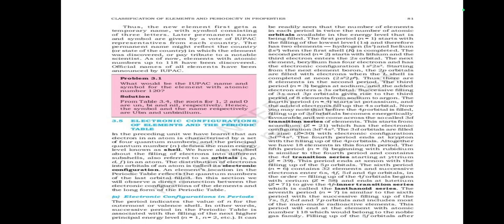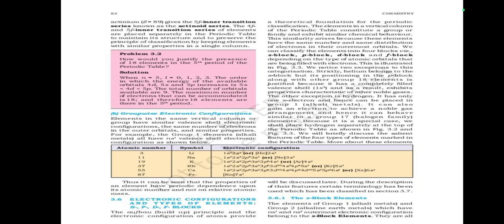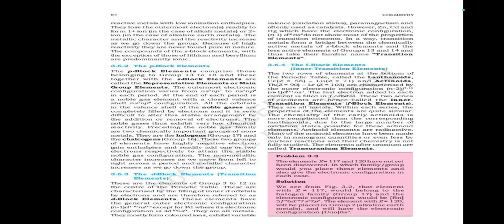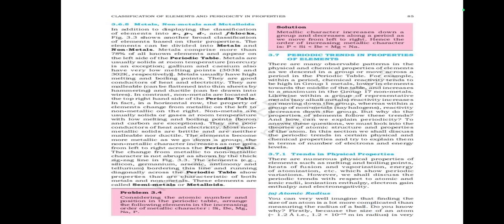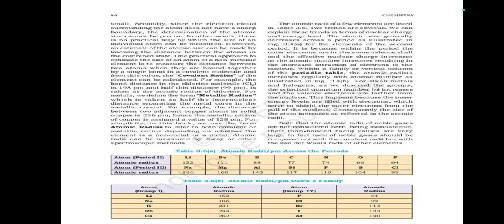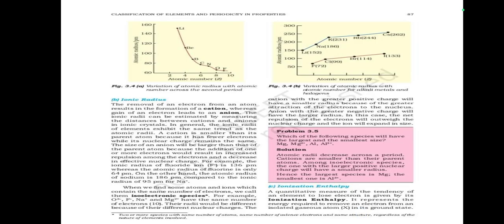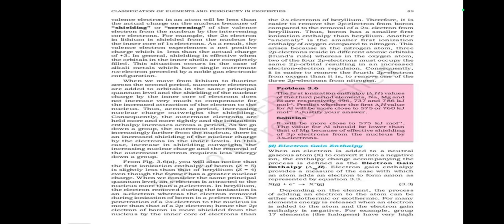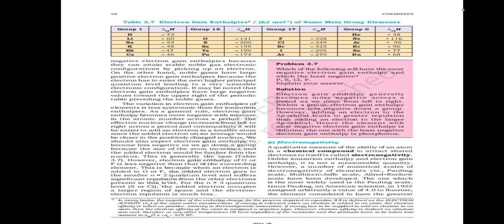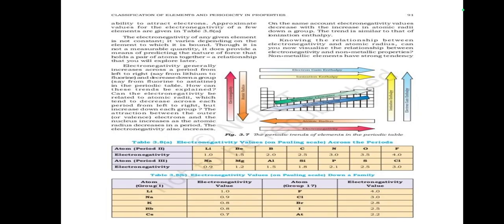Then electronic configurations of elements and the periodic table. Then electronic configuration in periods, group-wise electronic configurations, electronic configuration and types of elements, s, p, d, f blocks: the s block, p block elements, d block elements, and f block elements, metals and non-metals, non-metals and metalloids. Periodic trends and properties of elements, trends in physical properties, atomic radius, ionic radius, ionization enthalpy, electron gain enthalpy, electronegativity. Electronegativity values on the Pauling scale across the period.